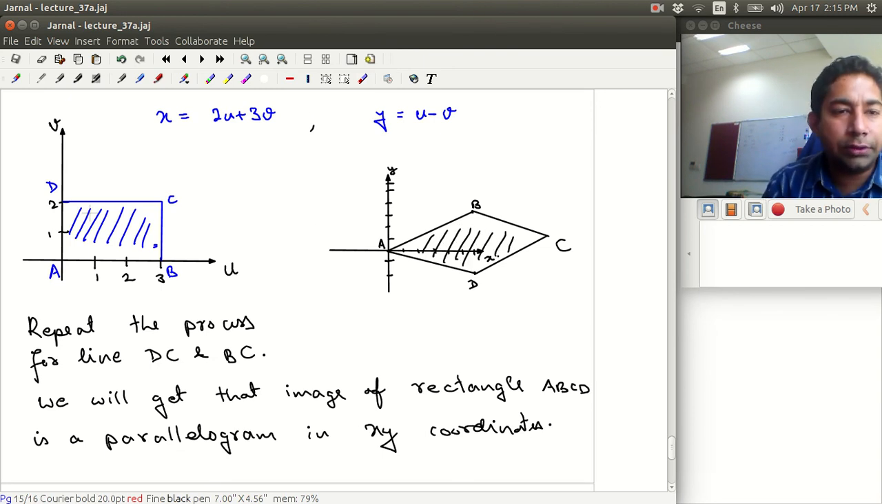Okay, so this completes the question: if u is varying from 0 to 3 and v is varying from 0 to 2, with this transformation that x is 2u plus 3v and y is u minus v, what new shape will we get in xy coordinates? The answer is this rectangle becomes this parallelogram. Okay.